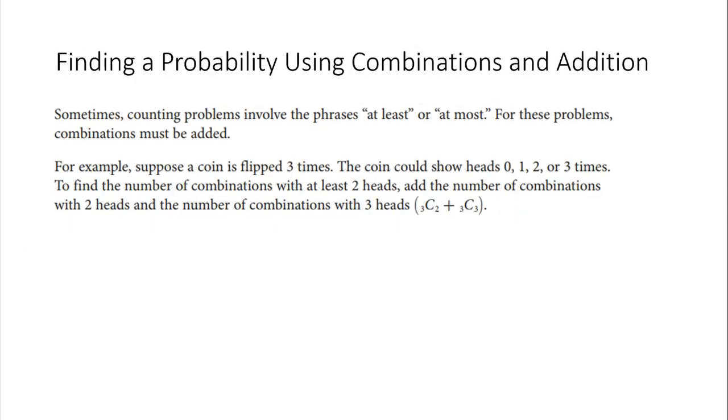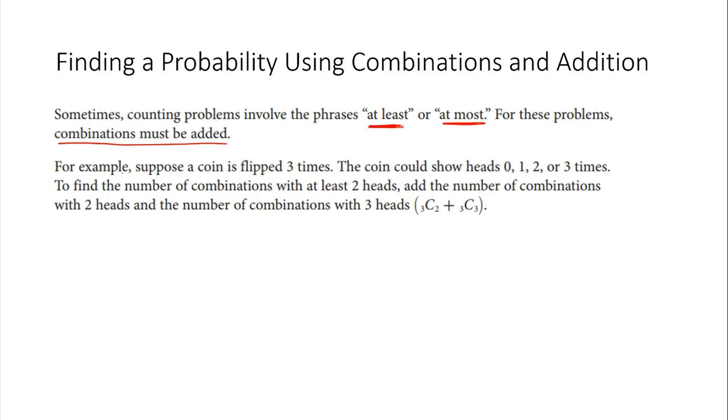All right, moving on. So, finding a probability using combinations and addition. Sometimes counting problems involve the phrase at least or at most. Most of the time, you see something like greater than 11, less than 4. But what about at least and at most? The previous chapters didn't really do that, but now they're bringing this up. When they say at least or at most, combinations must be added. So just be aware of the wording sometimes. In college, especially, words matter in the problems.